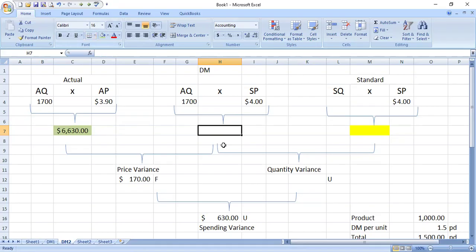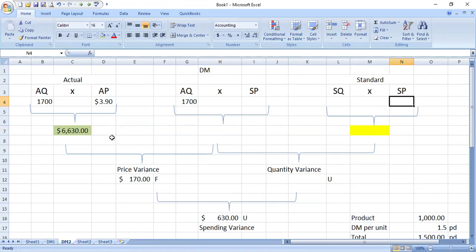Can you get me the standard price only by these numbers? I'm going to eliminate even the standard price. Can you get me the standard price? Come from there.